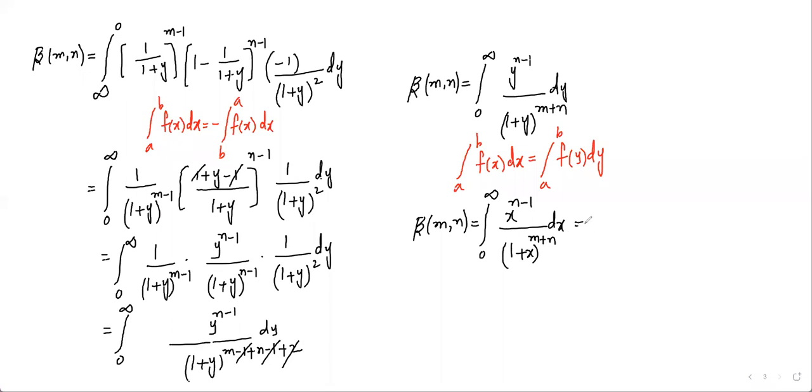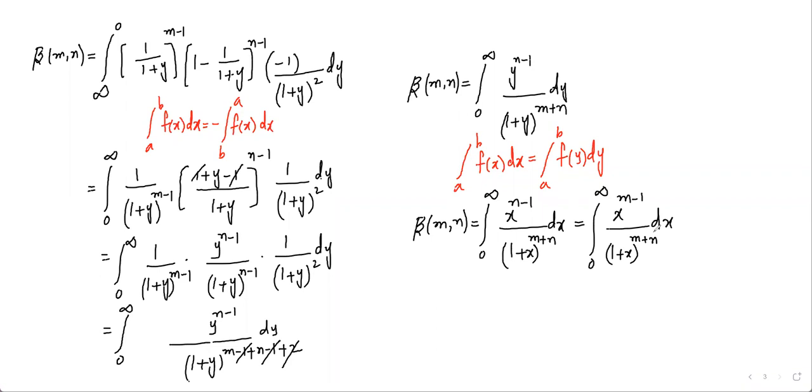For our convenience, we can also write this one as 0 to infinity x power. We can change the variable also: m minus 1 by 1 plus x whole to the power of m plus n into dx. This is the proof of the second property of the beta function. Okay, so the second property is also completed.